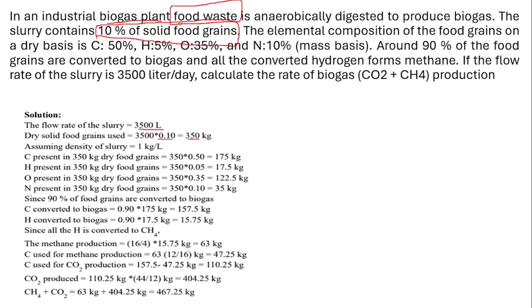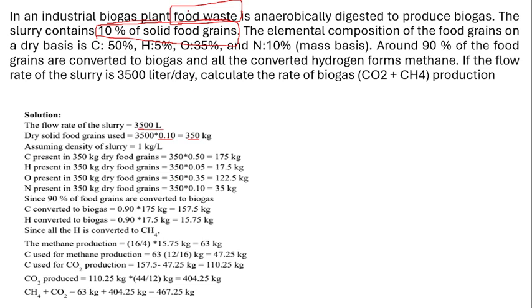Okay. So what we need to find is, among this 350 kg, what is the weight of the carbon, hydrogen, oxygen and nitrogen. So we just multiply the mass percentage with the 350 kg. So 350 into 0.5 is 175 kg of carbon present in the 350 kg of food grain. Okay. So 350 into 0.05, that is 5 percent, is 17.5 kg of hydrogen present in 350 kg of food grains.